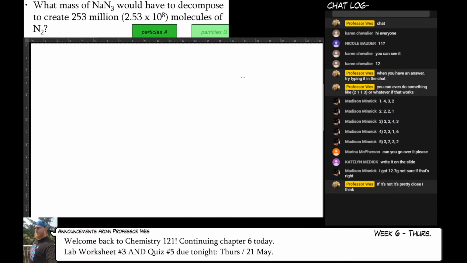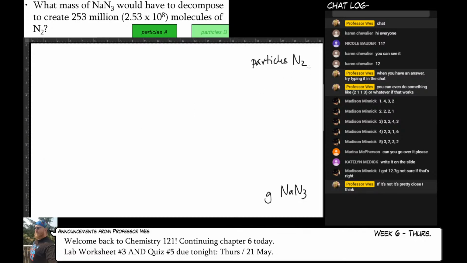All right. So my starting quantity this time is not a mass. It is a number of particles of N2, because I want to know how much of the other thing, which is the grams of NaN3, that I need.